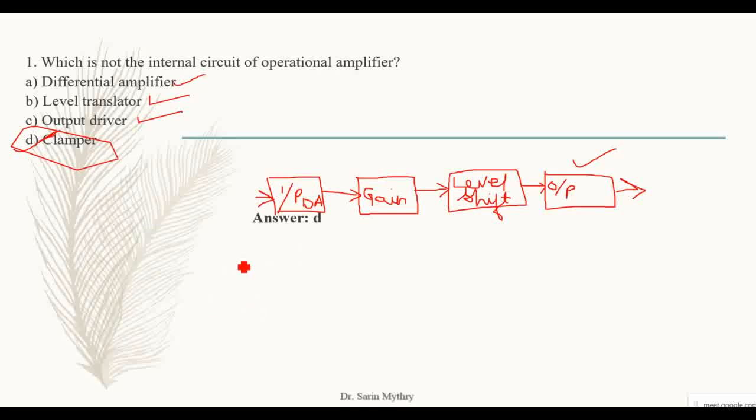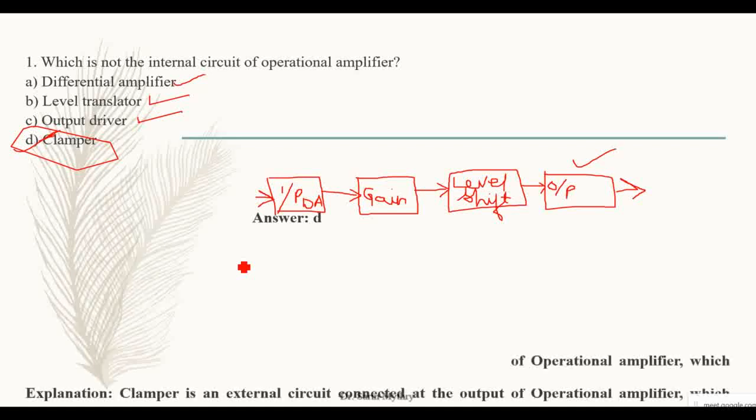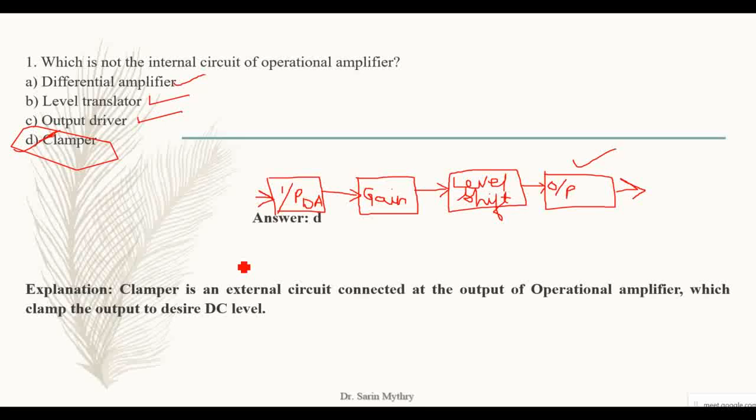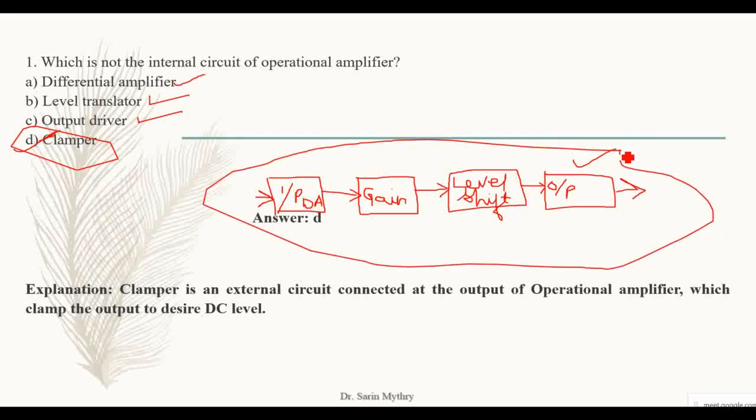You can see the answer is D, which is not part of your operational amplifier. See the explanation: a clamper is an external circuit which is connected to the output of an operational amplifier, which clamps the output to a desired DC level. What does a clamper do? It clamps the output to a desired DC level. So as per this question, your answer is D. The clamper is not part of the internal circuitry of your operational amplifier.